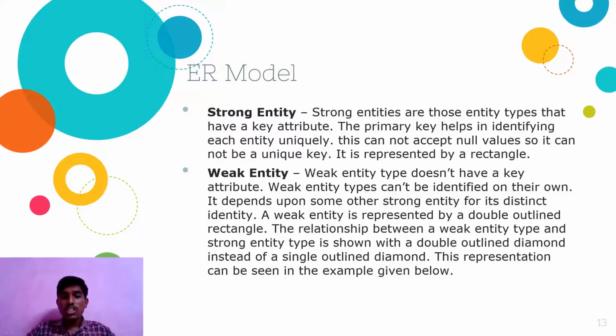Weak entity type doesn't have a key attribute. Weak entity type cannot be identified on their own. It depends upon some other strong entity for its distinct identity. A weak entity is represented by a double outlined rectangle. The relationship between a weak entity type and a strong entity type is shown with a double lined symbol instead of a single outlined diamond. This representation can be seen in the example given below.